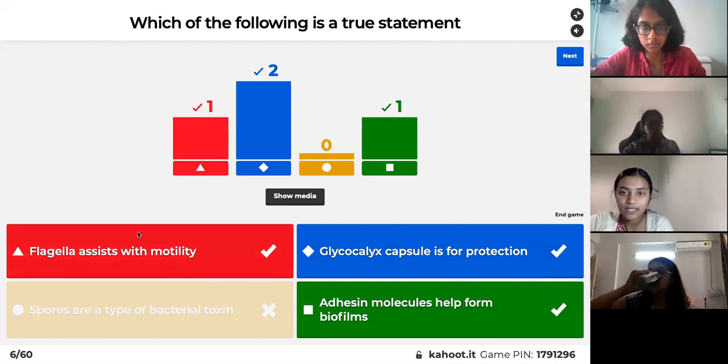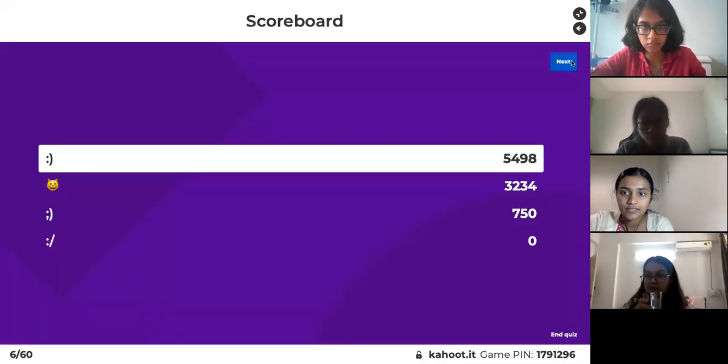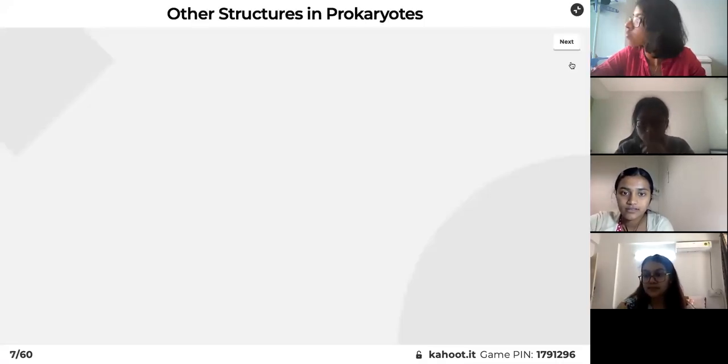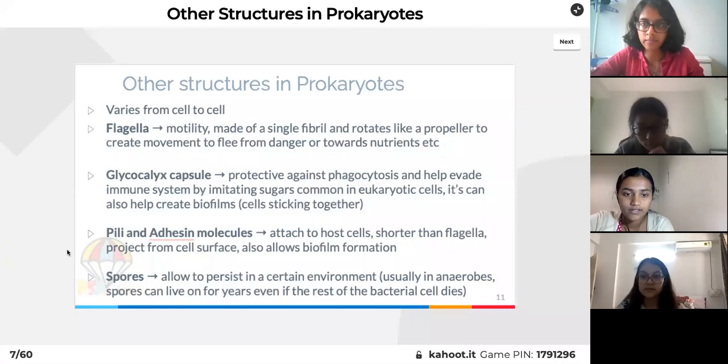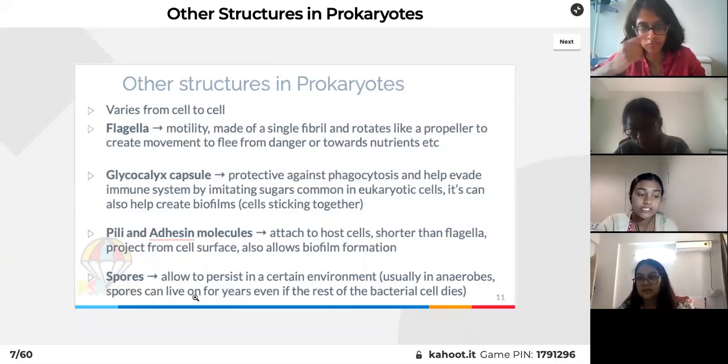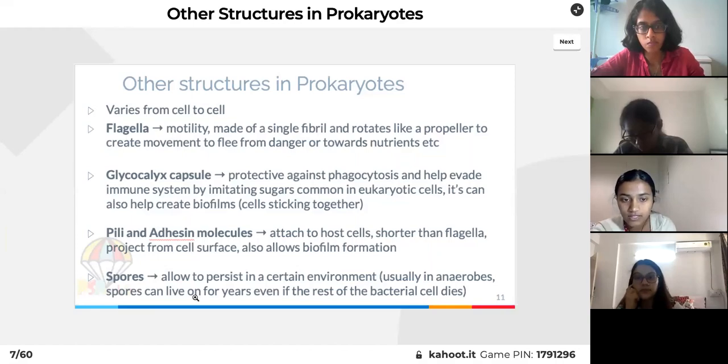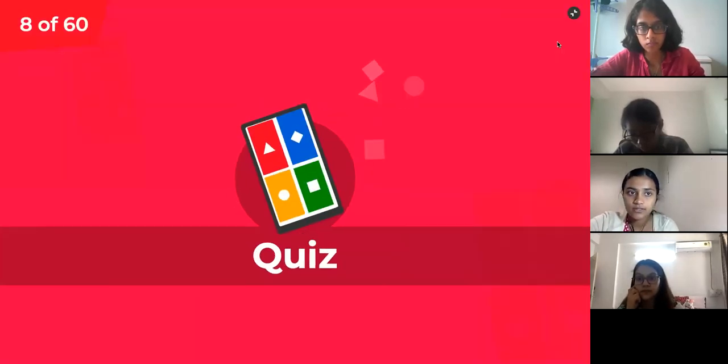Yeah, so I think there should be an explanation slide. Yeah, so basically spores help the bacteria persist for longer. So even if the original bacteria was killed off, the spores can keep living on. And yep, next question.